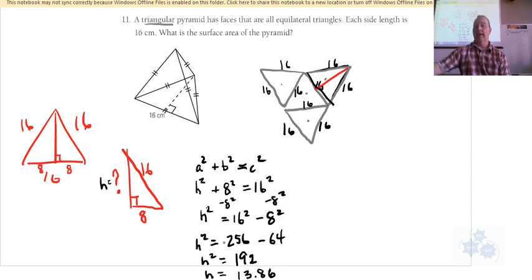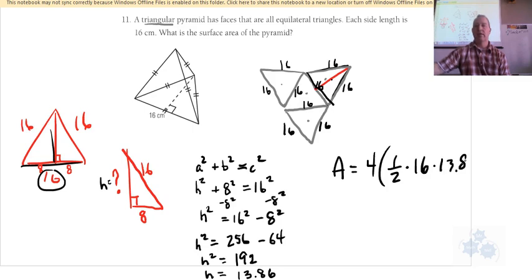I'm sorry, this is the height of each of these triangles, 13.86. So now what I need to do to find the area here, all 4 triangles being the same, is take 1/2 the base, which is actually the full 16, times the height, which we now know is 13.86.